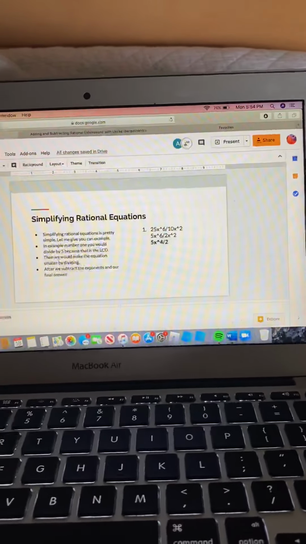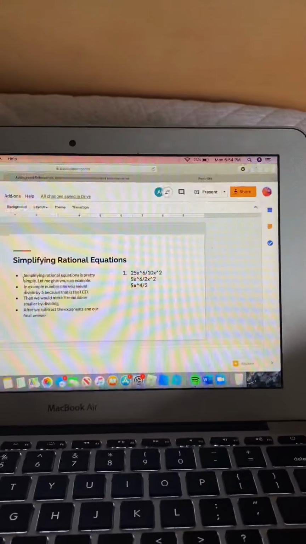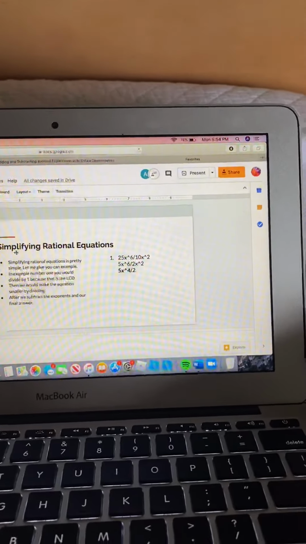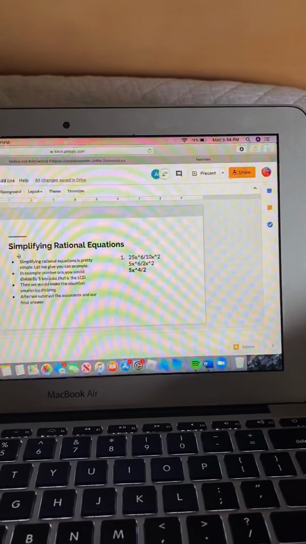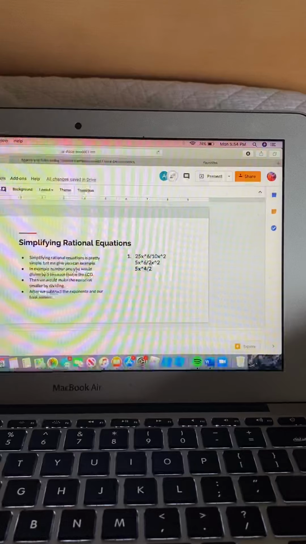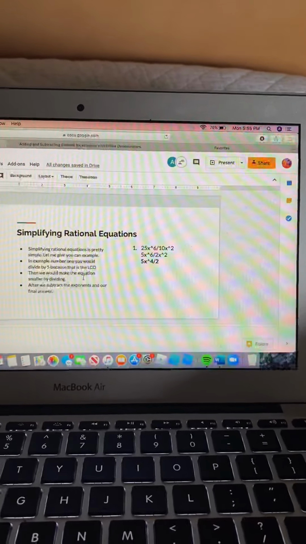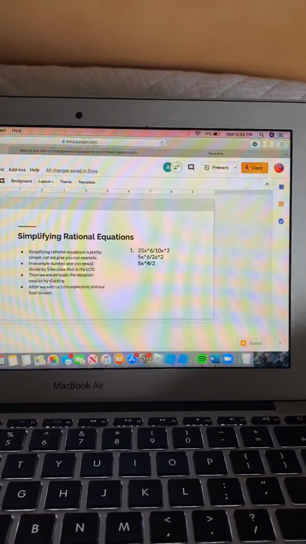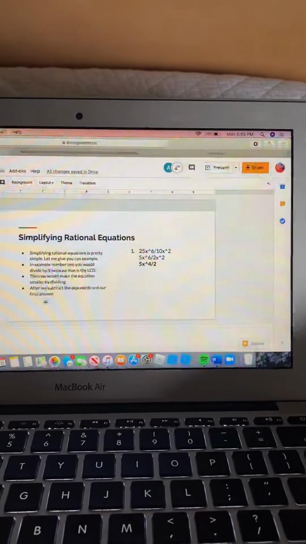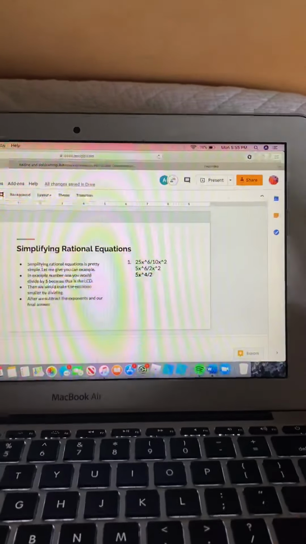Okay, moving on. This is simplifying rational equations, my next slide that I did. Simplifying rational equations is pretty simple, and let me give you some examples. In example number 1, you would divide by 5 because that is the least common denominator, and then you would make the equation smaller by dividing, and after we subtract the exponents, and that is our final answer.